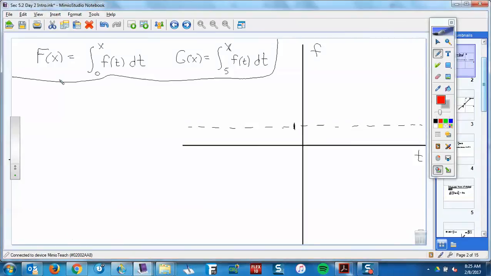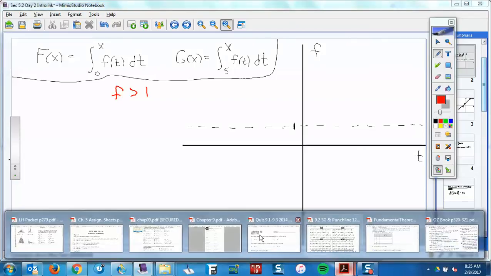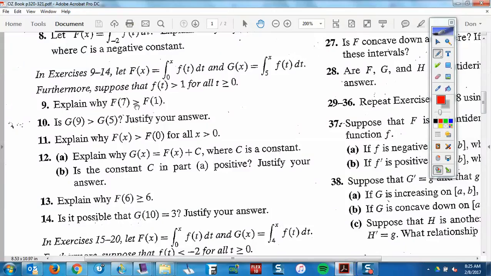Because of the graph, it looked like this, right? It said little f was greater than 1 all the time. So the little f graph has to be up here somewhere. So the farther right we go on big F, 0 to 1, 0 to 7, all that, the more area you're going to have. So that's pretty simple.